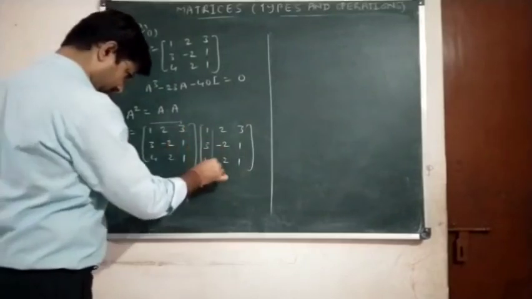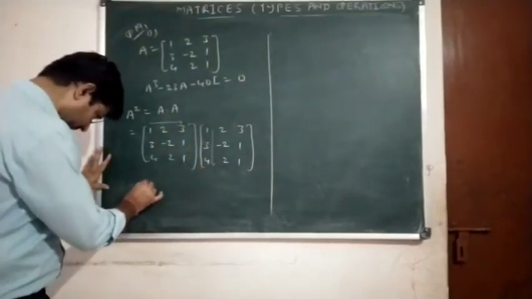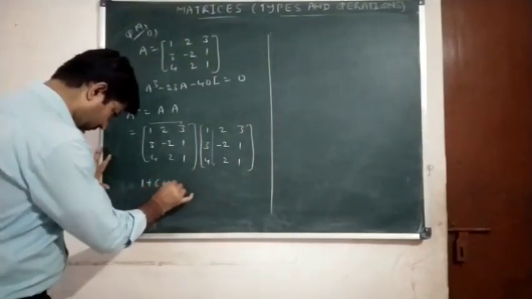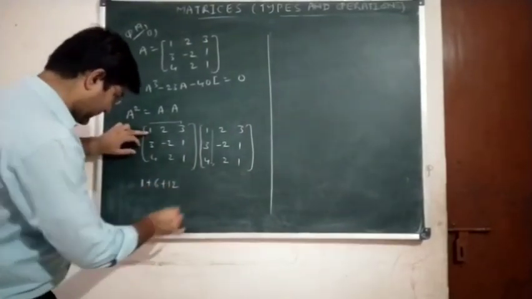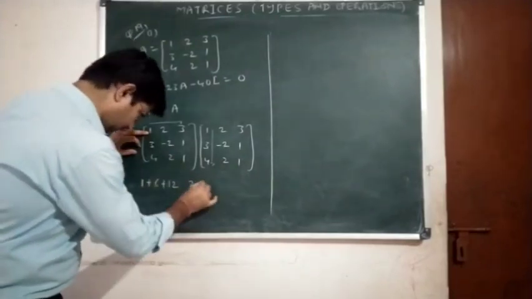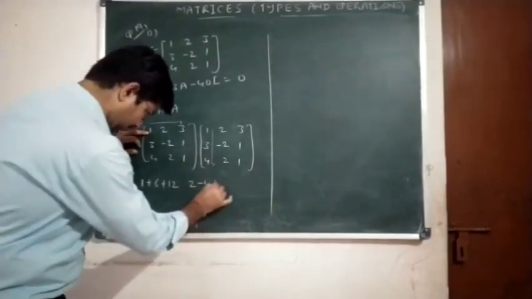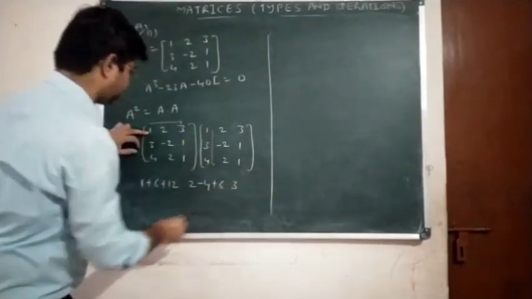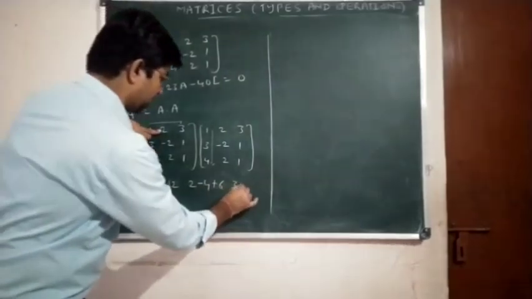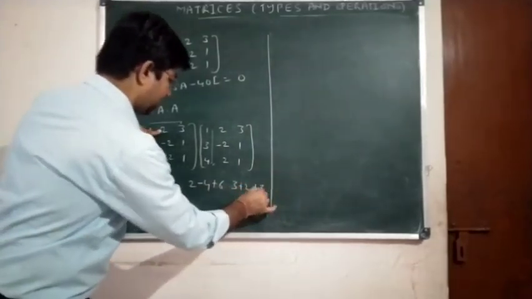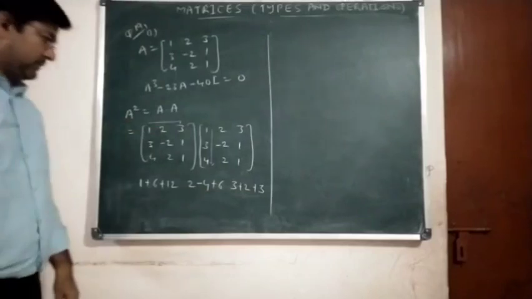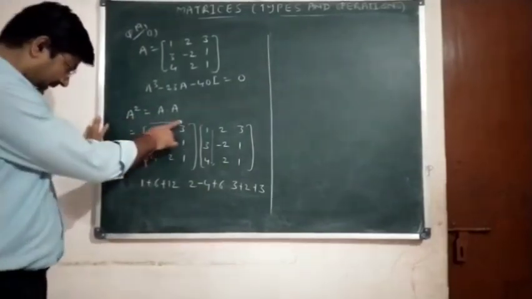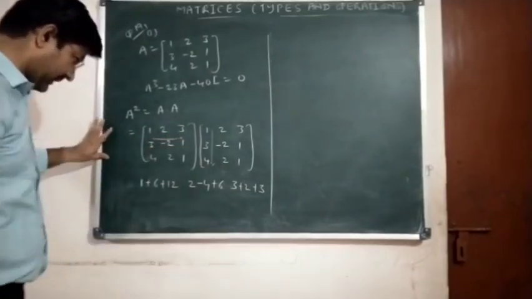Now let us multiply row into column. Okay, 1 1s are 1 plus 3 2s are 6 plus 3 4s are 12. Again with second column 1 2s are 2 minus 2 2s are 4 plus 3 2s are 6. Now with third column 1 3s are 3 plus 2 1s are 2 plus 3 1s are 3. Okay, so multiplication of first row with the 3 columns is over. Now we'll multiply second row with the 3 columns one by one.